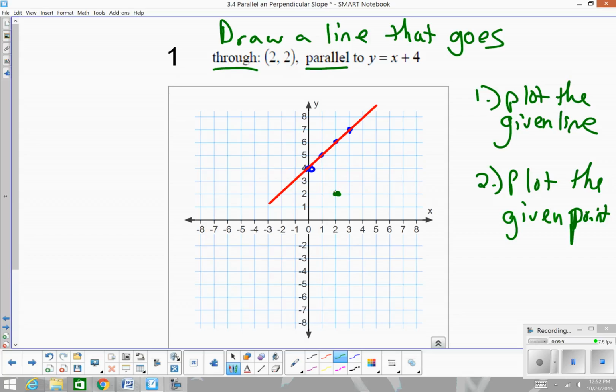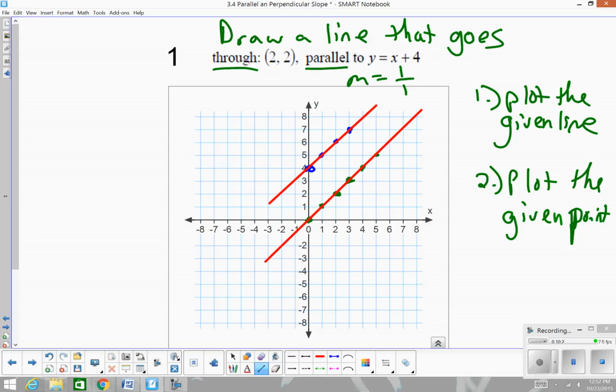So from this point, I'm telling you that my line's going to go through that point. Okay, so from that point, can I use the same slope as this line so that would be parallel? That would make sense, right? So from that point, I'm going to use the same slope. My slope here was 1 over 1. So I'm going to go up 1, over 1, up 1, over 1, and so on and so forth. If I go down 1, over 1, down 1, over 1, so on and so forth. So if I connected those points, you could see that my two lines are parallel, right?